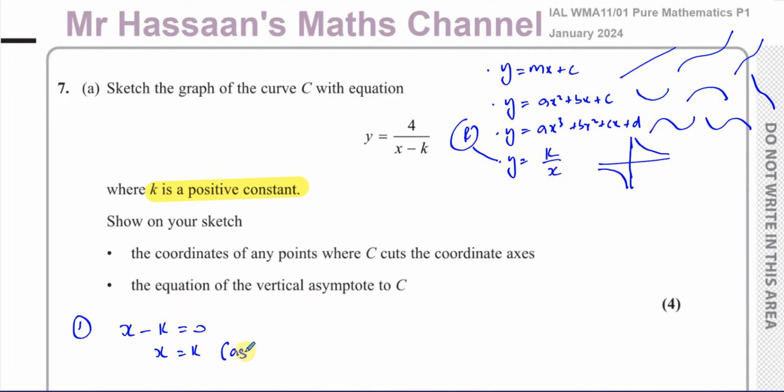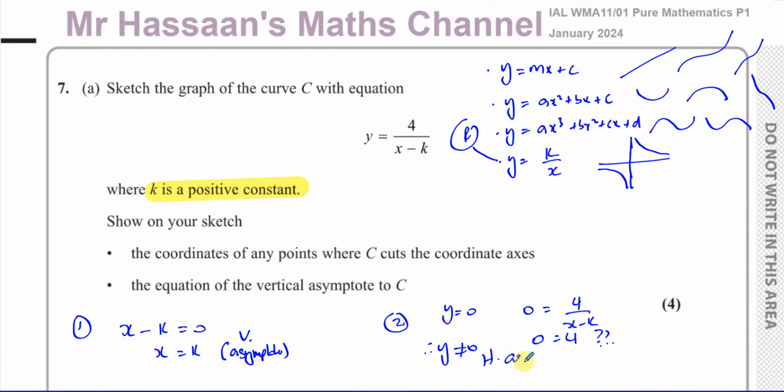So x equals k is the vertical asymptote, which is what we had to write the equation of. We can also see that if I put y equals 0, you'll have 0 equals 4 over x minus k. When you try to solve that, you get 0 equals 4, which is a contradiction. So y cannot equal 0, and that's the horizontal asymptote.